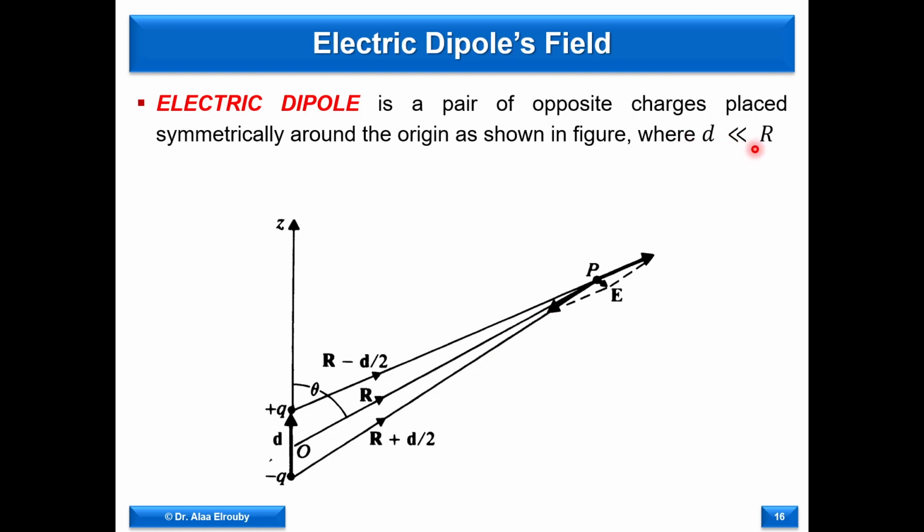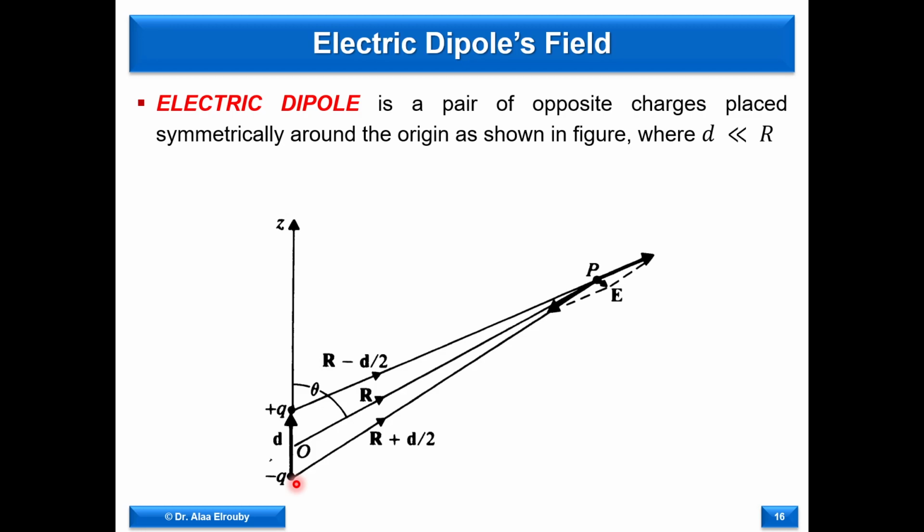And we would like to find the observation far from the dipole. Far from the dipole means that the observation point is at a distance much larger than the separation between the 2 points. So we want to find the electric field at a point where r, the distance, is much larger than the separation of the 2 charges.